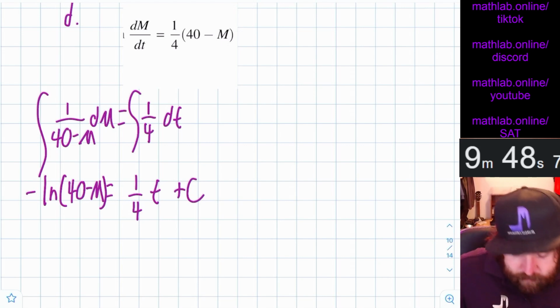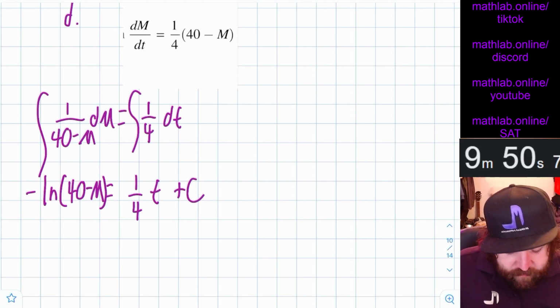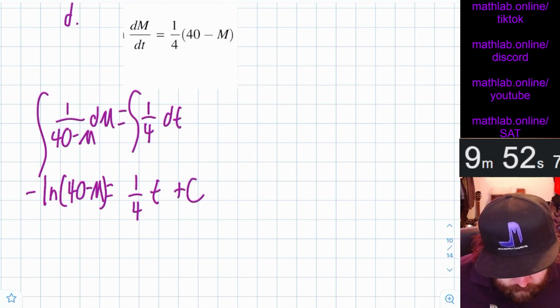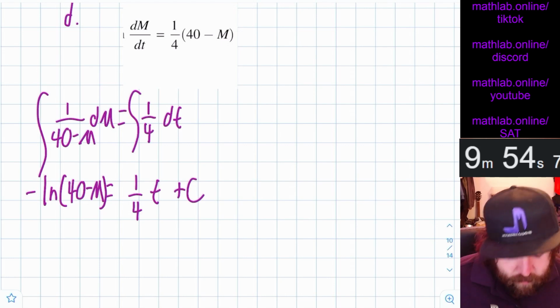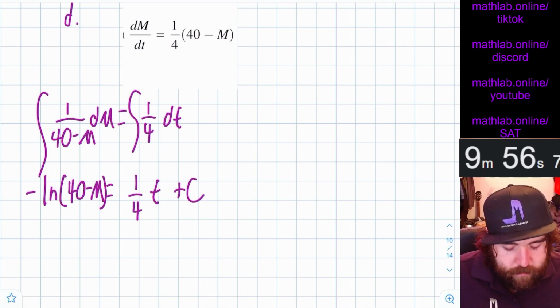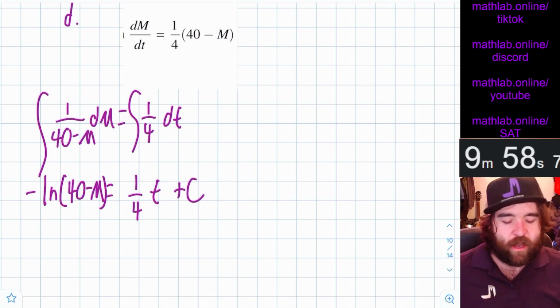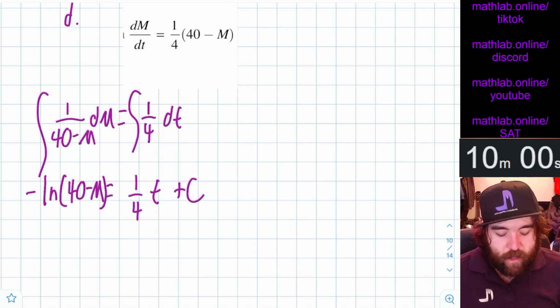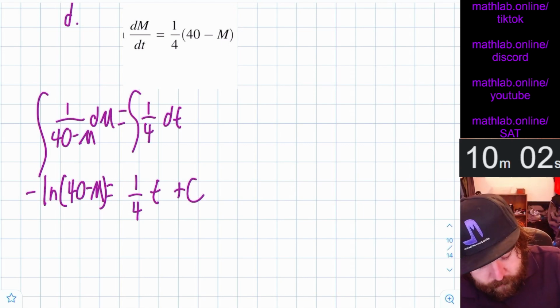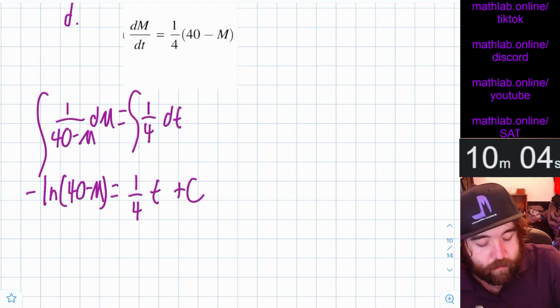So let's make sure that checks out real quick. We take the derivative, it's 1/(40 minus m). And then you'd multiply by the derivative of the inside, multiply with a negative. That would cancel the negative out. So yeah, there we go. So that's like the general solution.